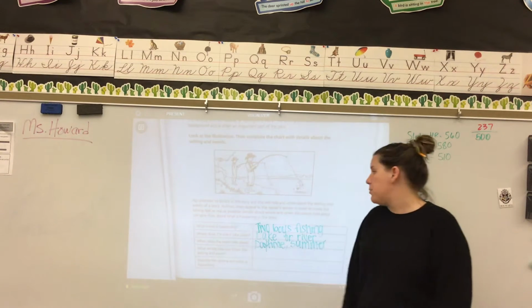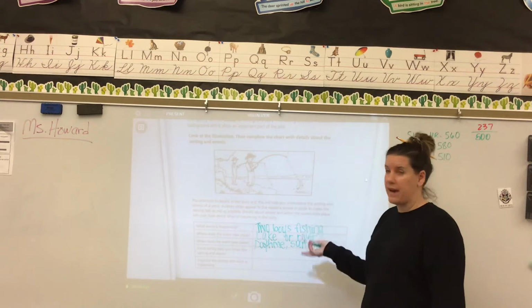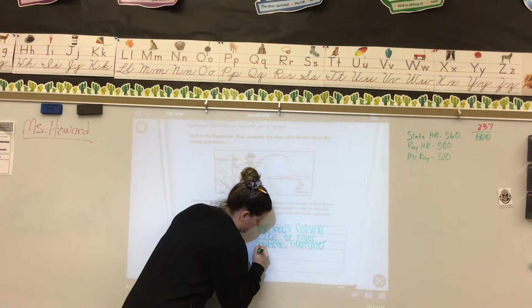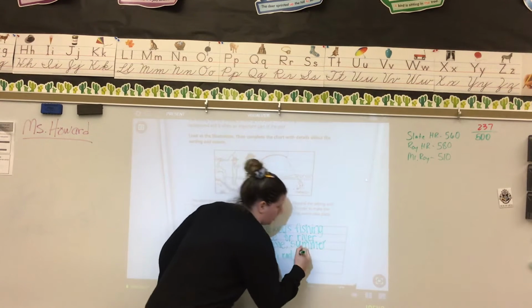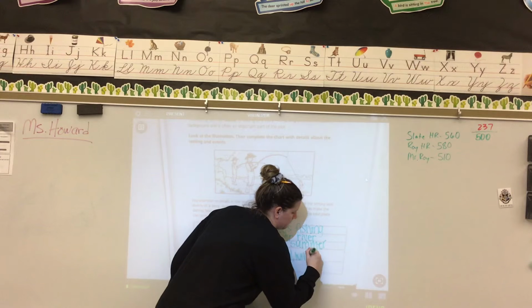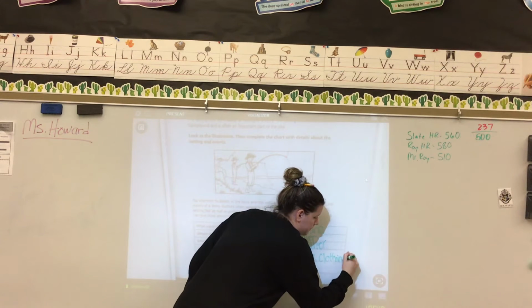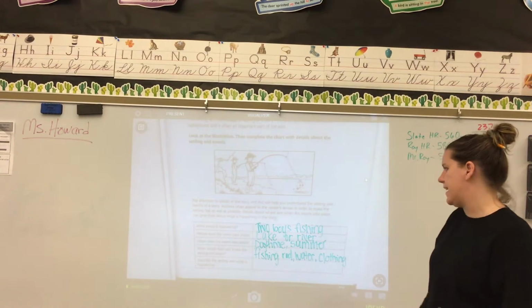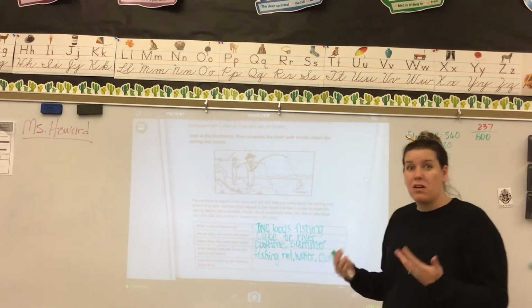What details help you know the setting and event? Well, the fish and the body of water. So I'm going to say fishing rod, water, and their clothing. Right? And then describe the setting and what is happening. I'm not going to write all that down, because we can talk about that.